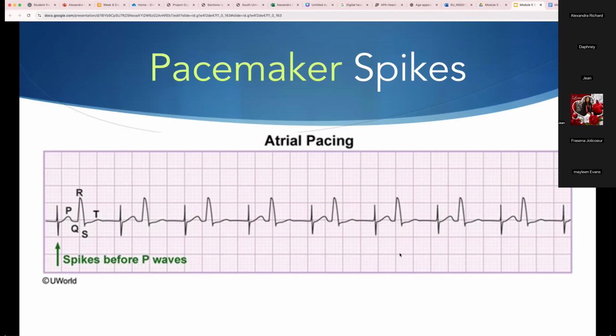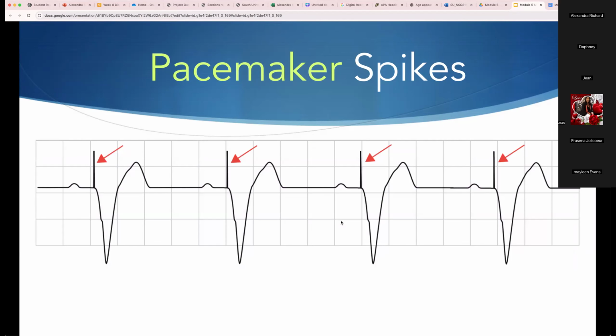So let me show you. So this picture is atrial pacing because the spike, or the pacemaker spike, comes before the P wave. Then we have this example.